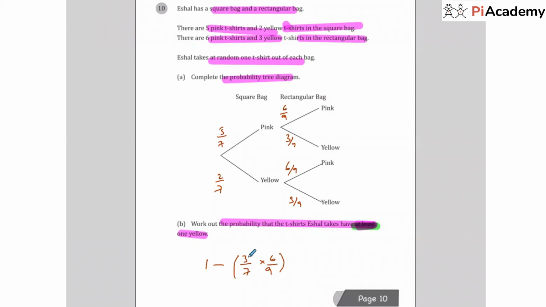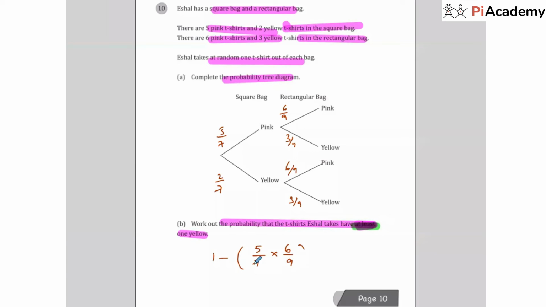What do you others think? Anyone else? So, are you sure it's 3/7? No, I'm not sure. Oh no, sorry, it's 5/7. It says 5. Sorry, it looks like a 3. What is it? 1 minus 5/7 times 6/9.